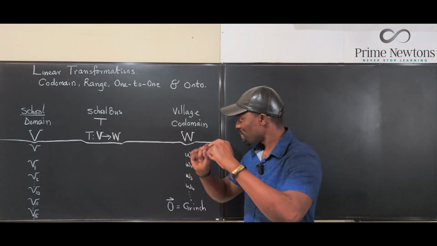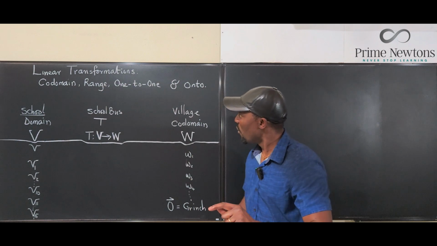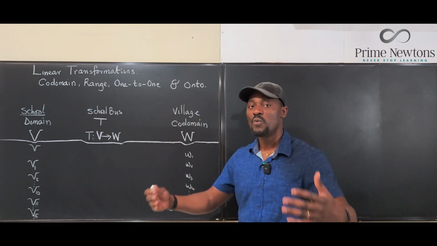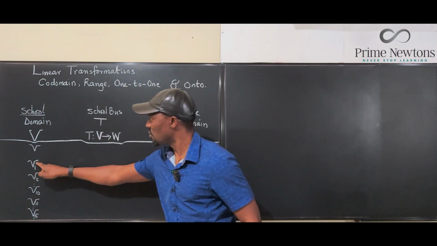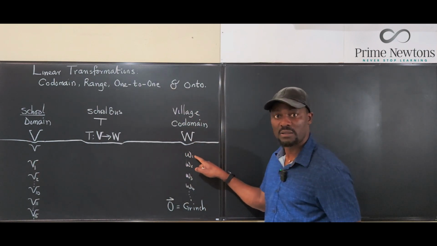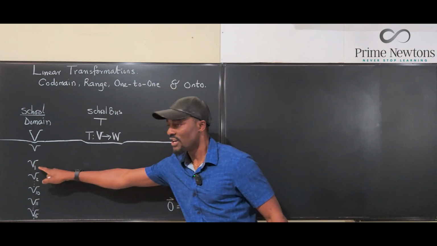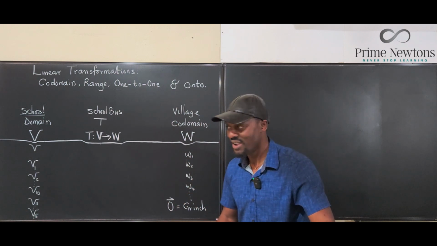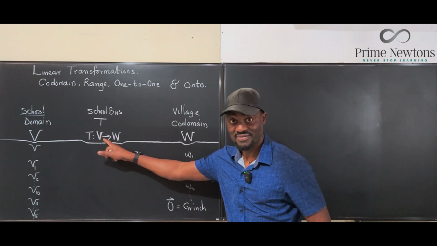Okay, now let's do one more. What about when the linear transformation is 1 to 1? Like I explained, every child must go to a single mother. A child cannot go to two different mothers. It's not possible. It doesn't make sense, right? Otherwise, this will not be a function.